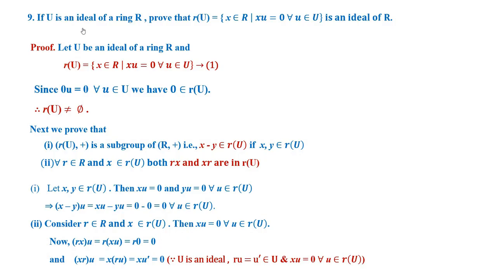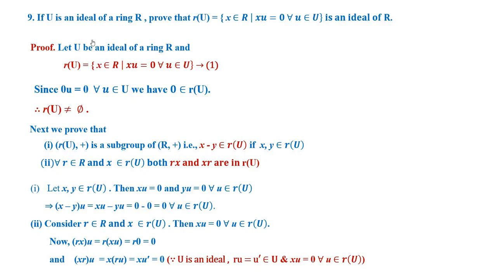Next one, if U is an ideal of R, prove that this collection is an ideal of R. All those elements of R which annihilate all the elements of capital U. What is U? U is given to be an ideal. If U is not given to be an ideal, then we cannot have this to be a two-sided ideal.